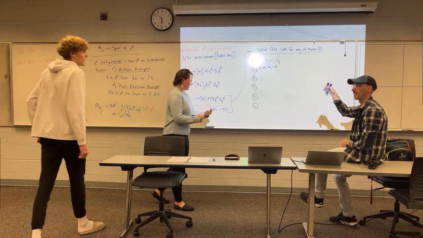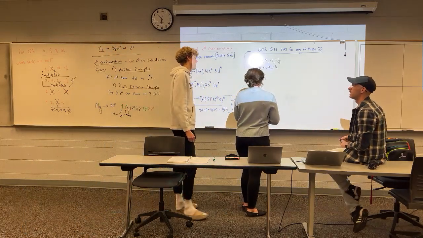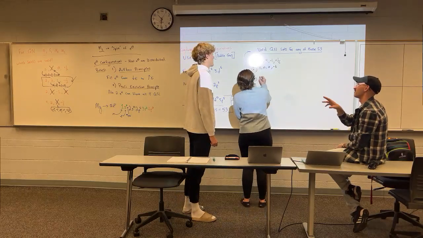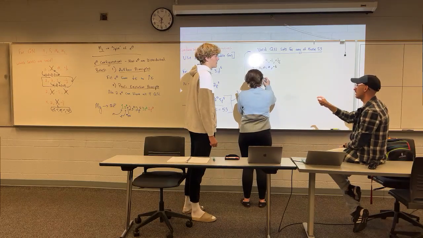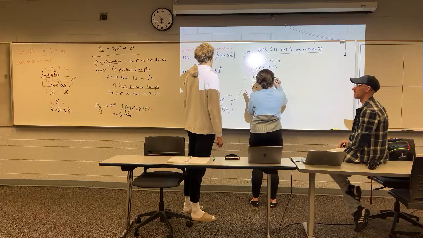Oh, so it'd have to be like 1 or 2 then. Correct. 0, 1, or 2. But actually not 2, because that would be 5D, and we see from its configuration that it only has electrons in the 4D. Okay, that makes sense.